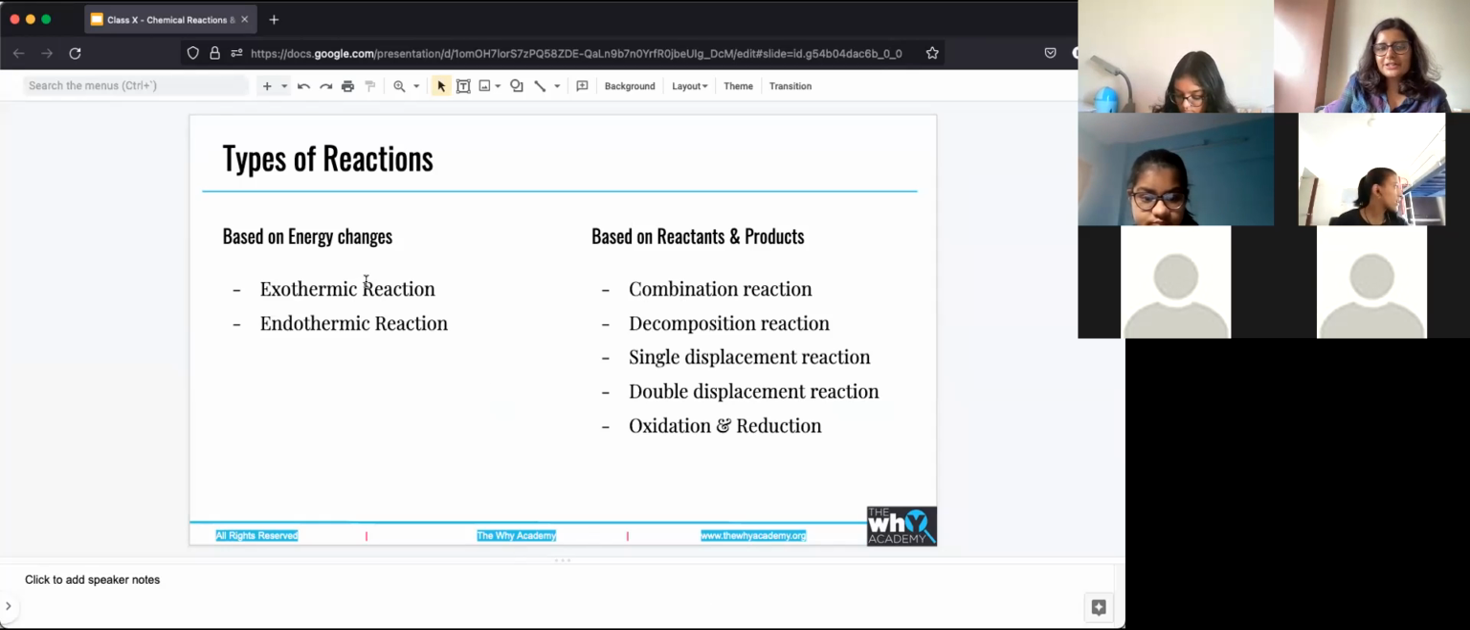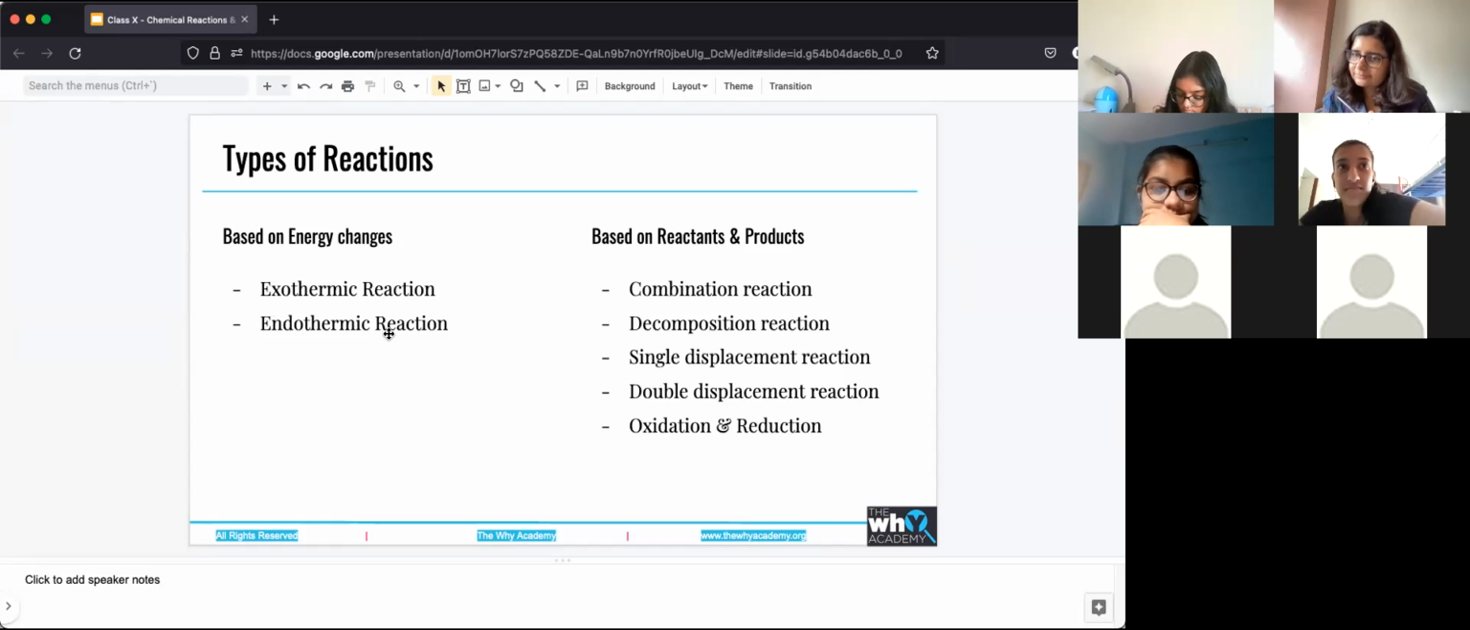So based on energy changes, you have exothermic, endothermic reactions. Have you guys come across these types pehle? Have you heard of what is exothermic, what is endothermic? Guys, you have to answer. Endothermic is when the heat supplied to a reaction is more than the heat got from the reaction, and exothermic is when the heat is the byproduct.